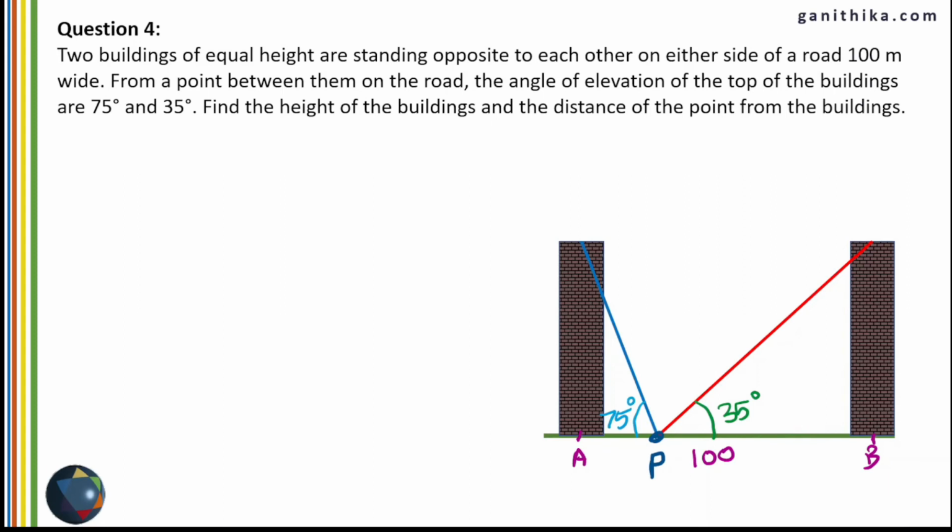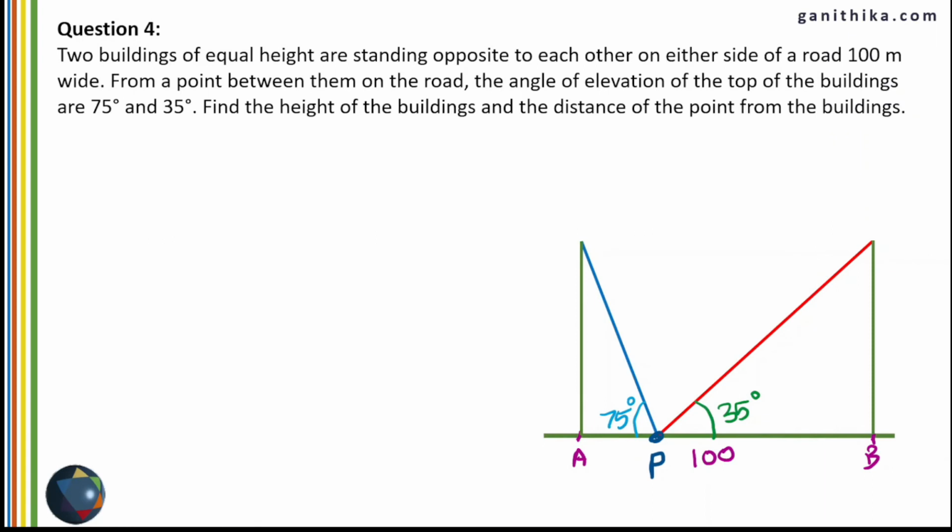We have to find the height of the buildings because they are going to be the same. So we have to find the height of the building. The building's height is here. If we mark this as C and D here, and we mark the buildings' height as H, we also need to find the distance of the point from the building. So we need to find AP and PB. So let's call AP as X. Therefore, PB should be 100 minus X. So we have all the information on the diagram now. We can proceed to find the values of H and X as before.